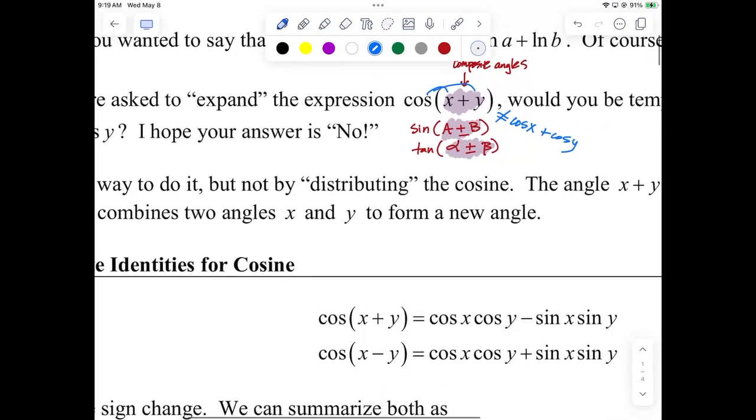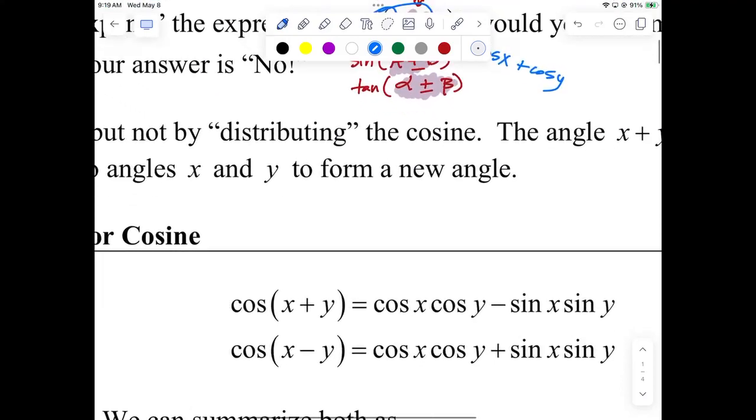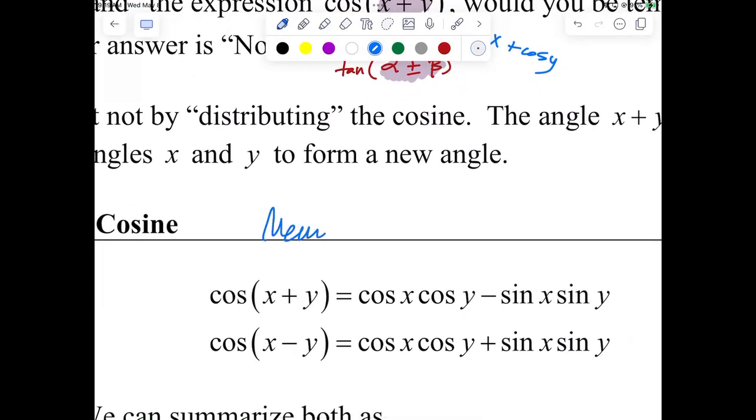And here it is for cosine, right? So you got to memorize this. Cosine of x plus y is cosine x cosine y minus sine x sine y. And cosine of x minus y is cosine x cosine y plus sine x sine y.